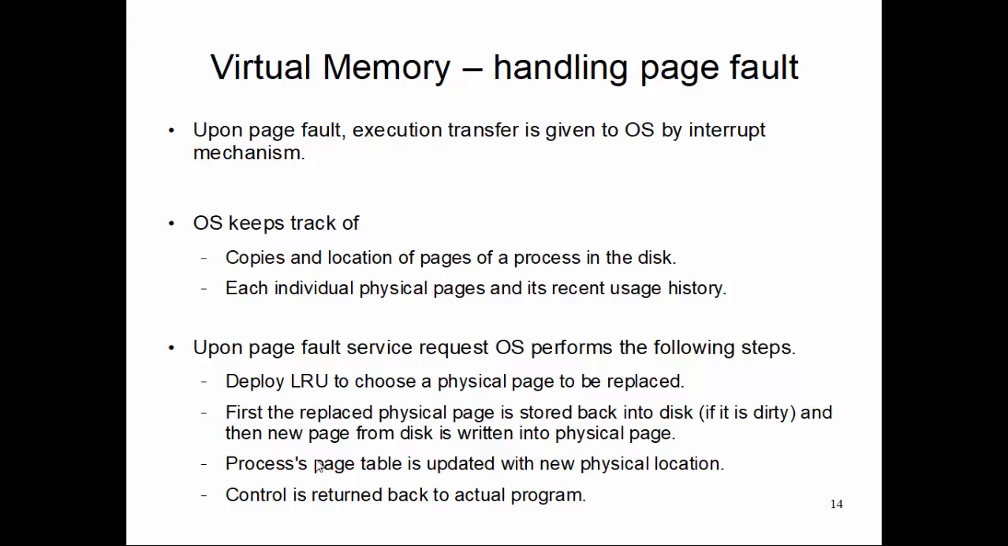First, replace the physical page by storing it back onto the disk if it is dirty. You know what dirty means. Let's say the page has been written, so we first need to put it back to the disk, and then the new page from the disk is read into the physical page. Then the processor's page table is updated with the new physical location, and control is returned back to the actual program.